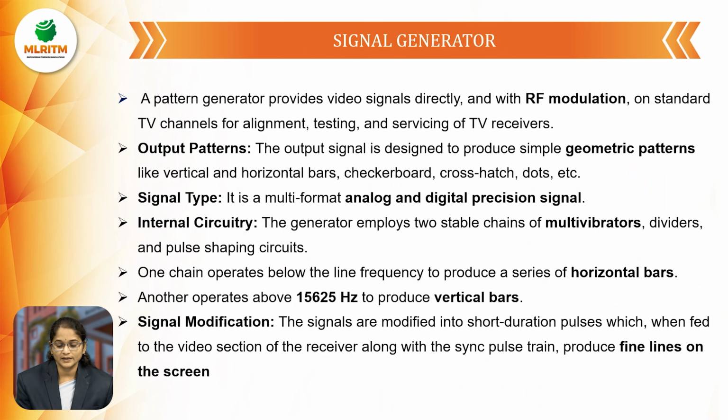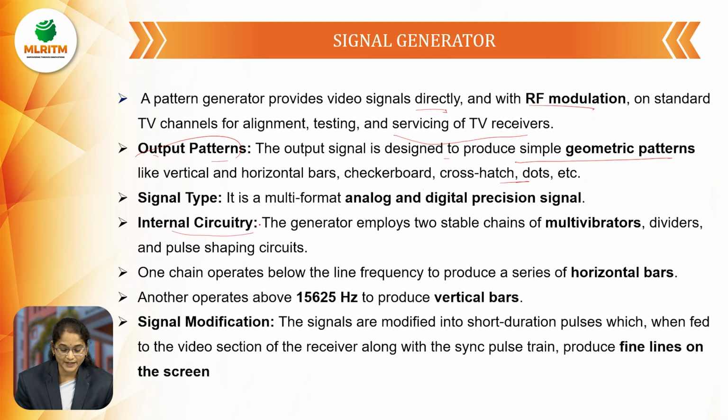These pattern generators provide the video signal directly. Already we discussed in the RF modulation that they are used to design and to test the TV channels or for servicing TV receivers. What is the output pattern? The output signal is designed to produce geometric patterns like vertical and horizontal bars and checkerboard. Already we discussed. The signal type is the multi-format analog and digital processing signal.